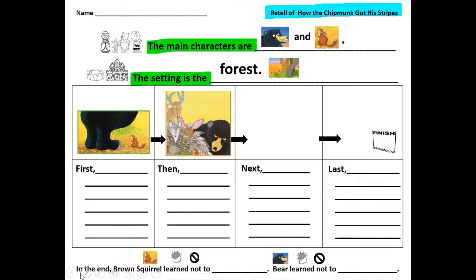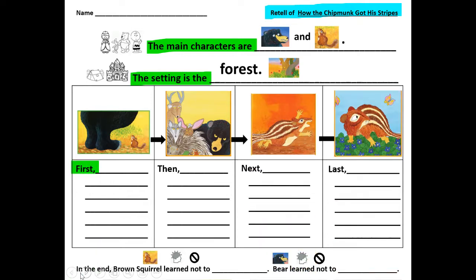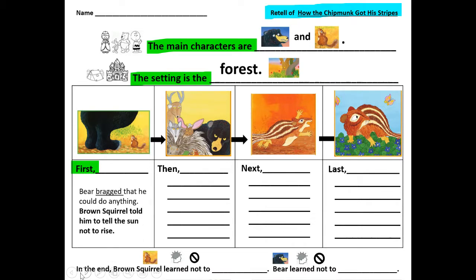So now I'm going to put 4 pictures from the story in first, then, next, last sequence. First, then, next, and last. So, what did Bear do first? First, Bear bragged that he could do anything. Brown Squirrel told him to tell the sun not to rise.